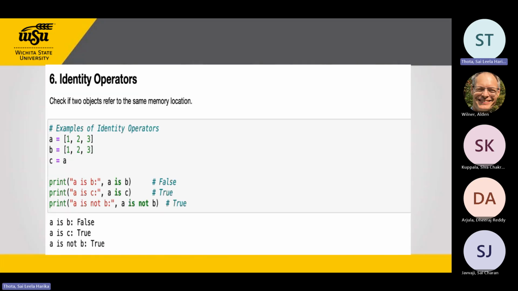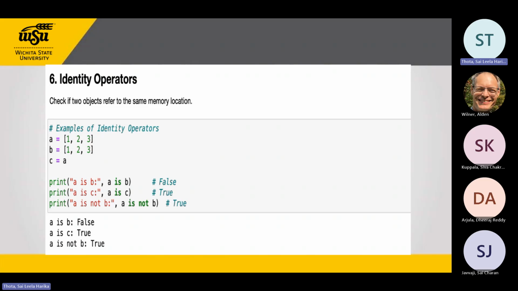Identity operators. In order to understand the identity operators, if I mention A equal to [1, 2, 3], what happens at the back is they are stored in a particular memory address, right? I just declared a list. The list A will be stored in a separate memory address. And I mentioned B equal to [1, 2, 3], which is a separate list, but the values are the same, right? But both are stored in different memory locations.